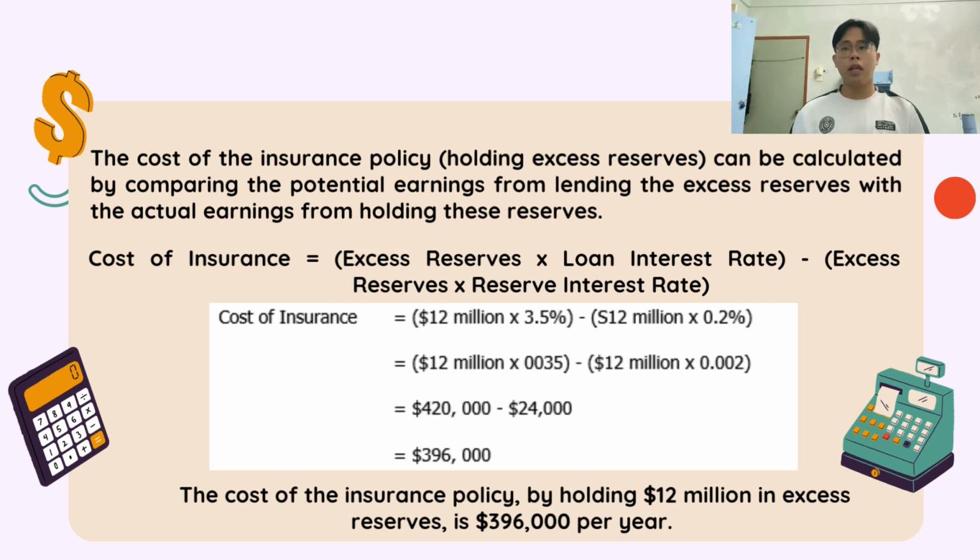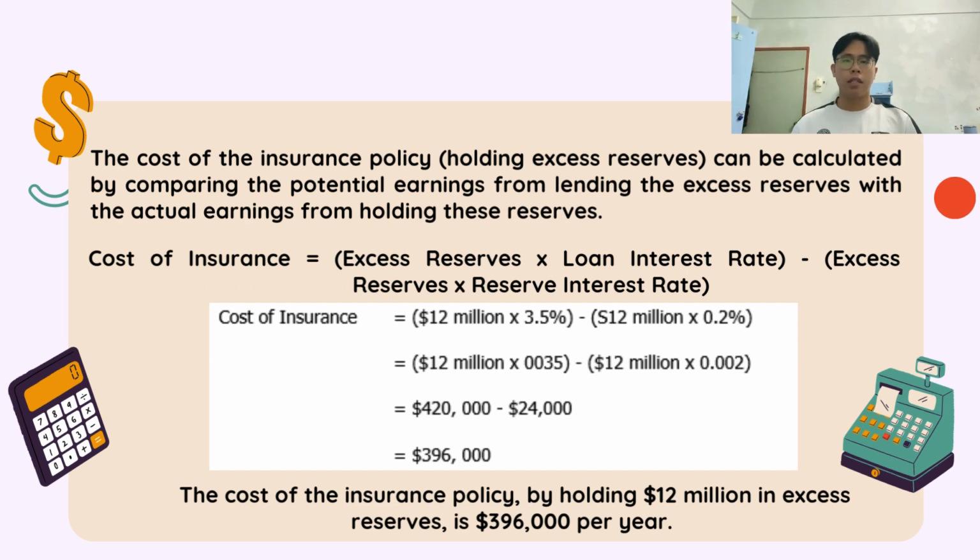Then from the formula, we substitute the numbers, which is cost of insurance equals $12 million multiplied by 3.5% minus $12 million multiplied by 0.2%. It will be equal to $420,000 minus $24,000. And the final answer is $396,000. The cost of holding excess reserves represents the opportunity cost of not utilizing these funds for loans, which could generate higher returns.